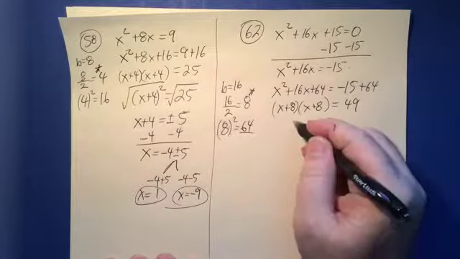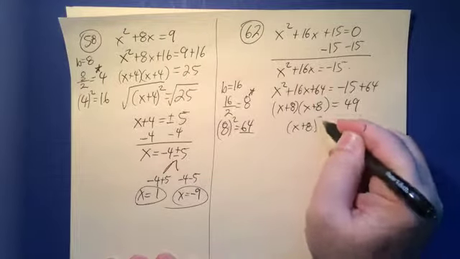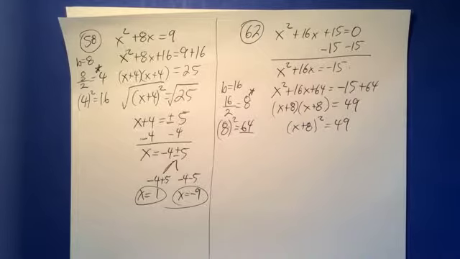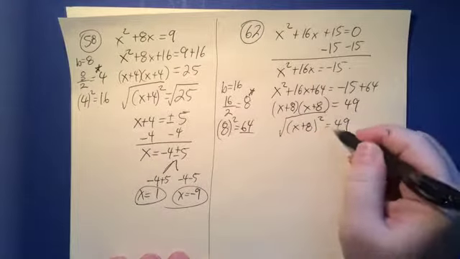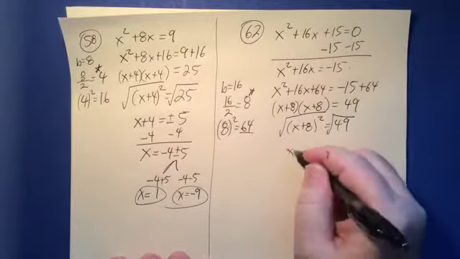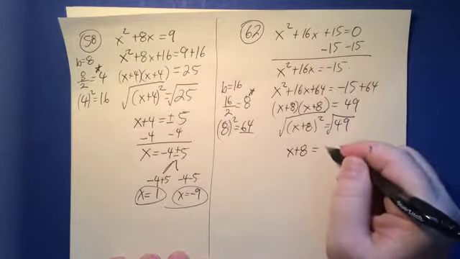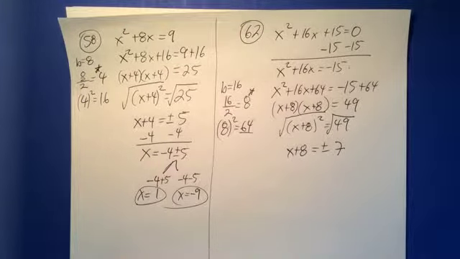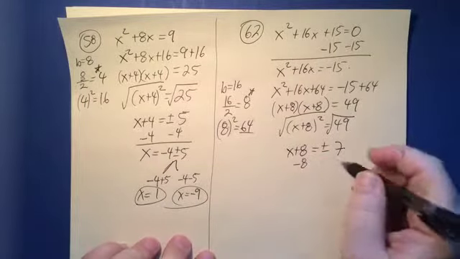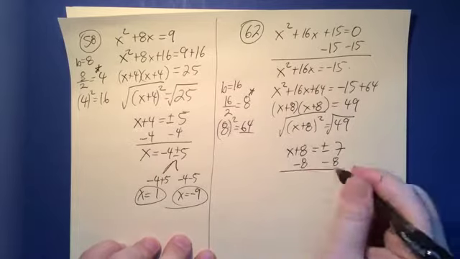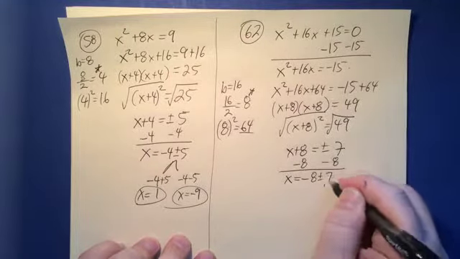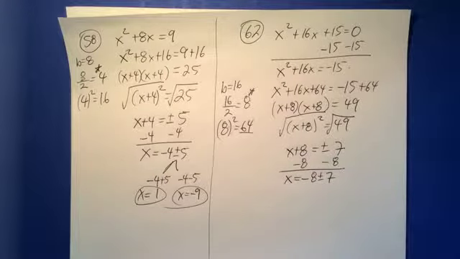I can simplify this side now as x plus 8, the quantity squared, equals 49. And then from that point, I can go ahead and take the square root of both sides to get x plus 8 equals plus or minus 7. From here, I need to solve for x. I'm going to go ahead and subtract 8 from both sides. And that's going to yield for me x equals negative 8 plus or minus 7.